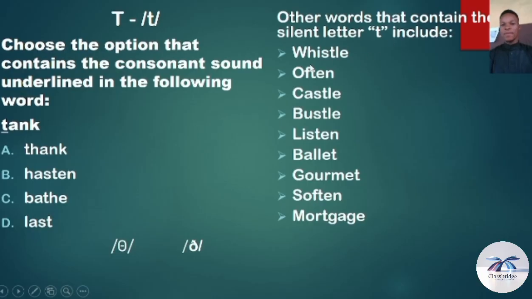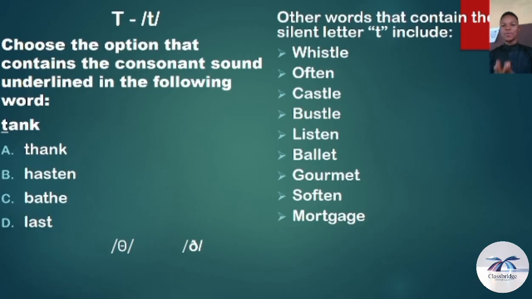The first, we have whistle. The next, we have often. Quite a large number of students pronounce this word with the T. It's not often, it is often. The next is pronounced castle. The next, bustle. Listen. Ballet. Gourmet. The next, soften. And the last, mortgage.